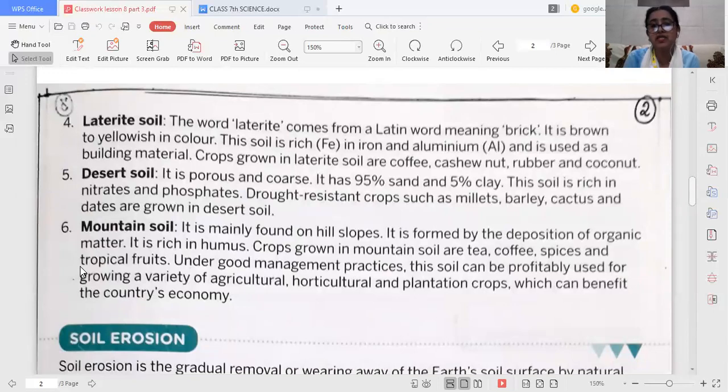Desert soil, as the name indicates, is 95% sand and 5% clay, very porous, coarse. This soil is rich in nitrates and phosphate, and crops like millets, barley, cactus, and dates can be grown in desert soil. Then comes mountain soil. As the name indicates, it is found on the hill slopes, in the mountains. And the crops grown in mountain soils are tea, coffee, spices, and tropical fruits.